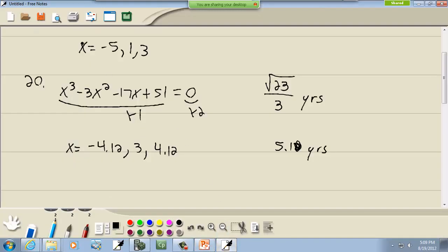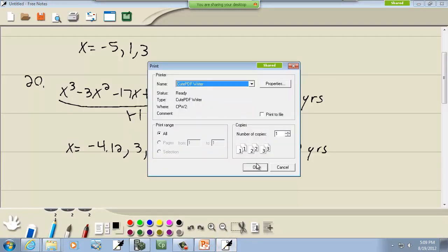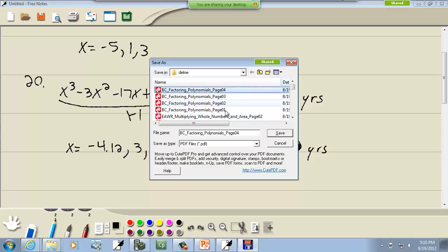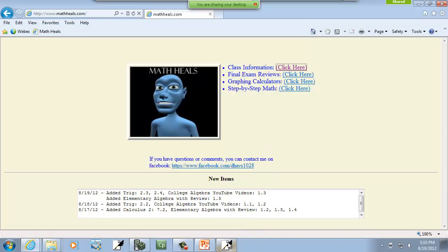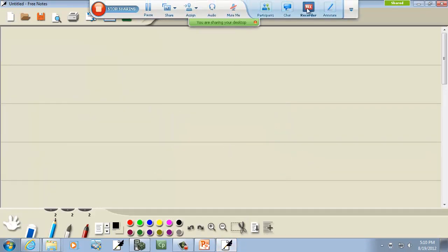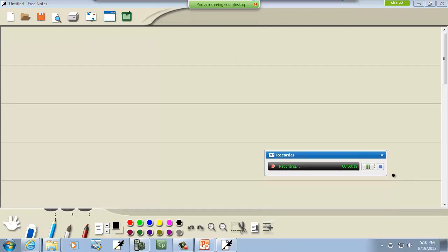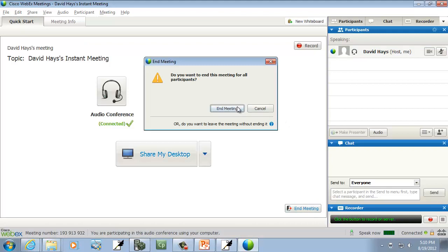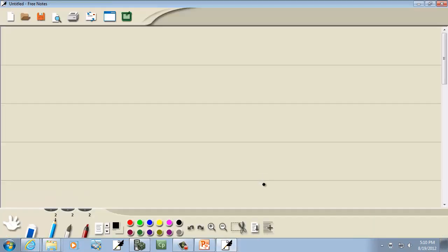So let me save this page. And there we go. And find the recorders. There's one of them. Stop the other recorder too.